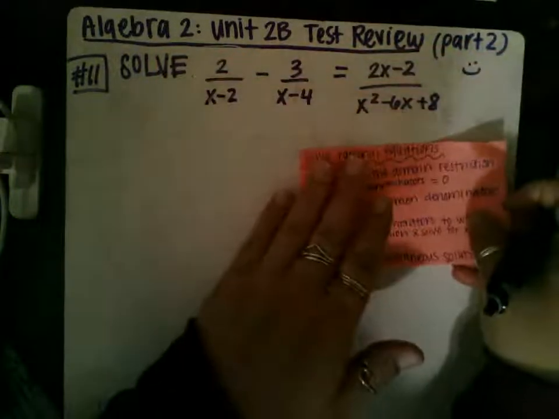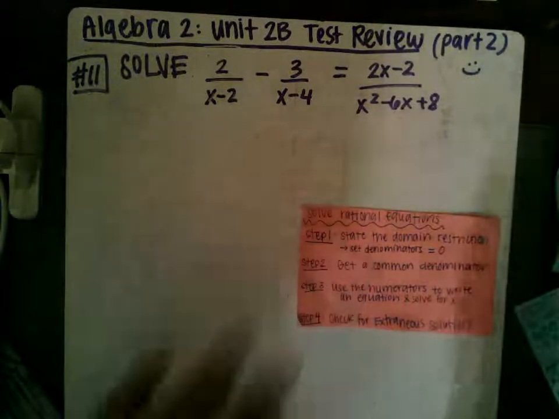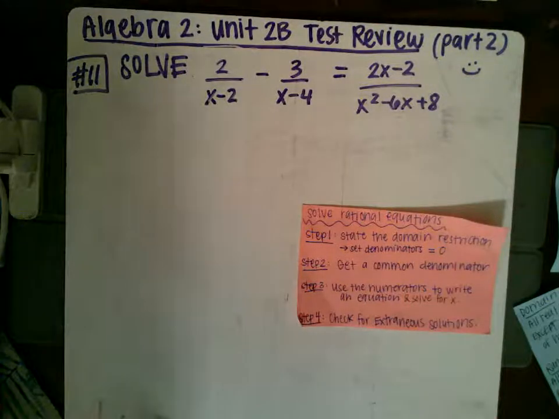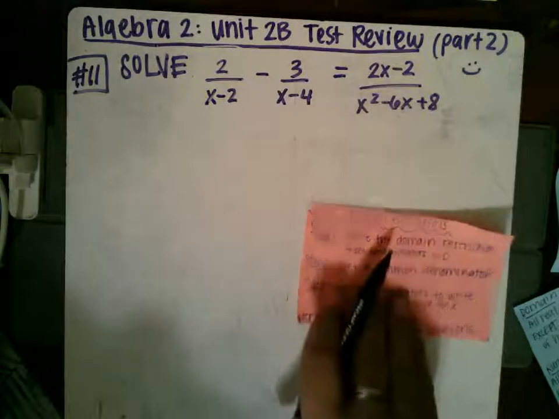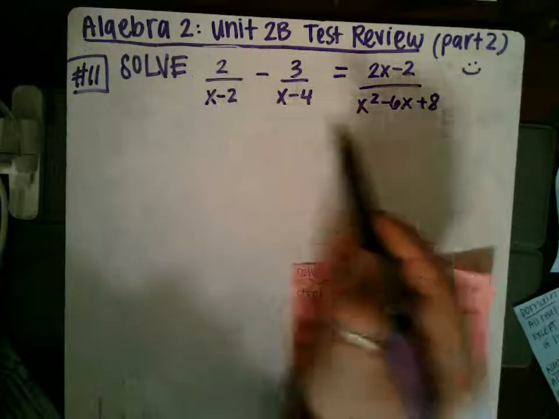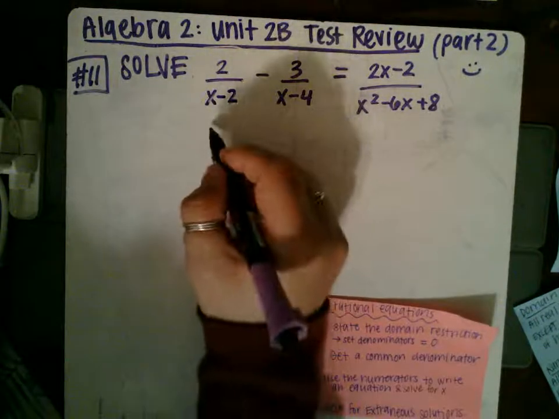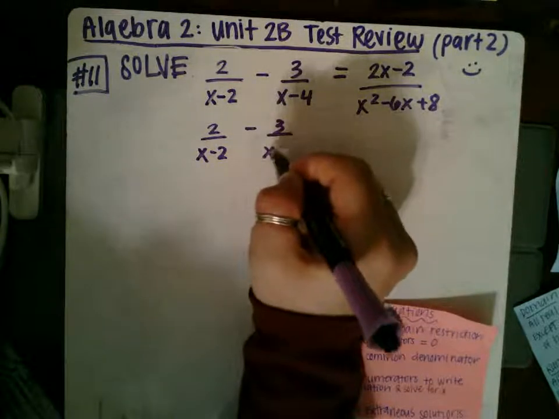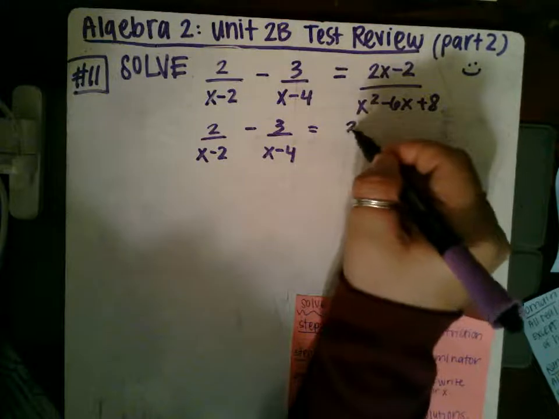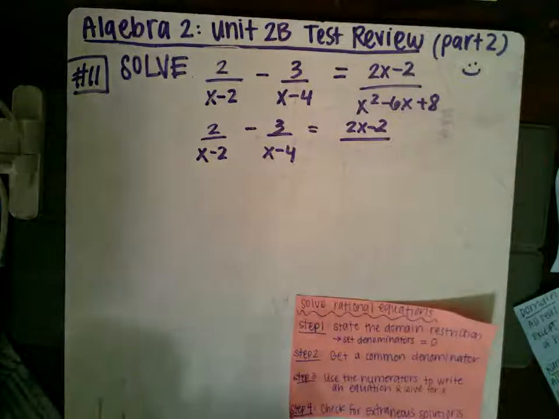Okay, so to get the domain restrictions, we need our denominators in factored form. So what I'm going to do is factor my denominators so I can get my domain restrictions. This is factored, this is not. So I'm going to do that. 2 over x minus 2 minus 3 over x minus 4 is equal to 2x minus 2. Never mind the numerators. I just care about the denominators for my domain restrictions.